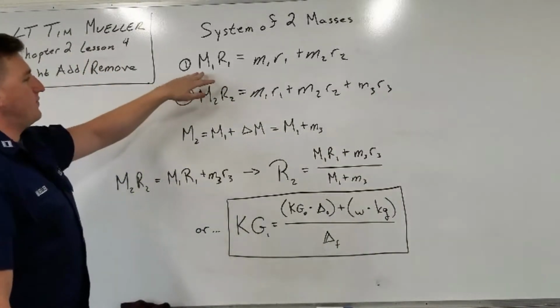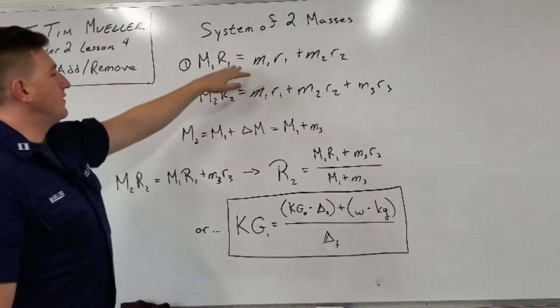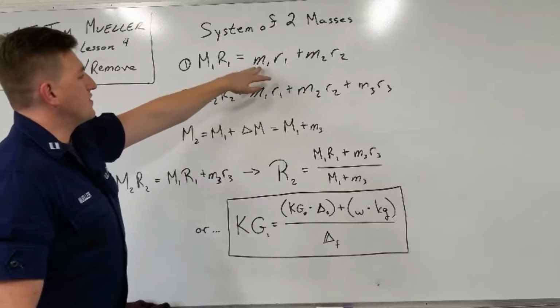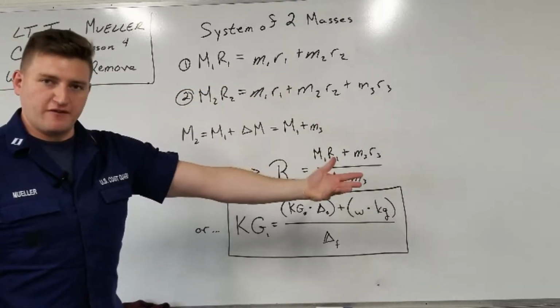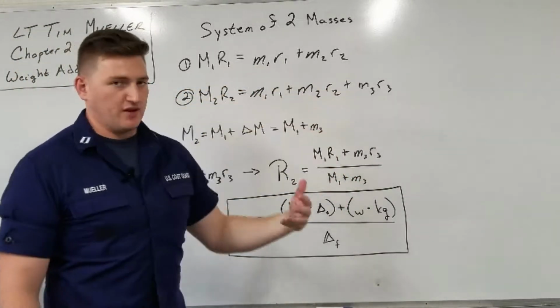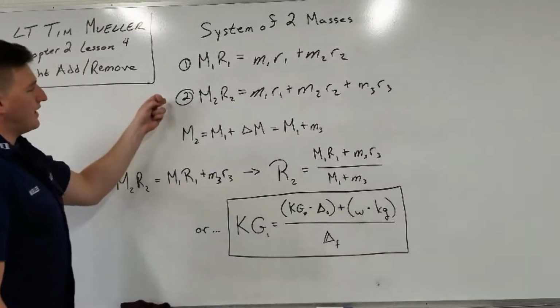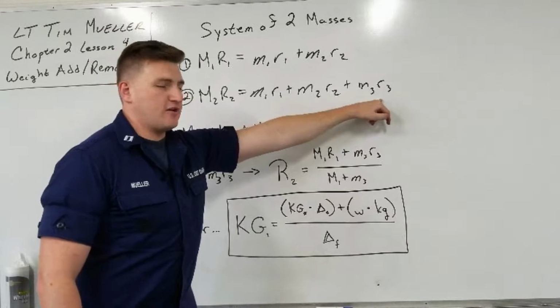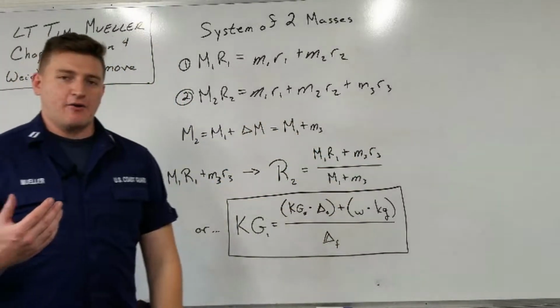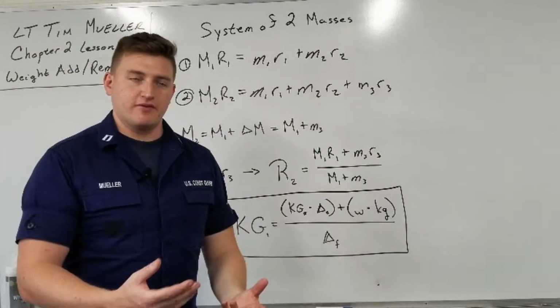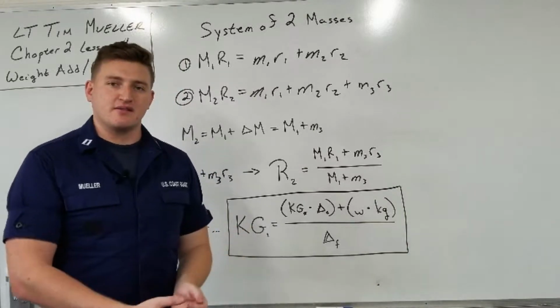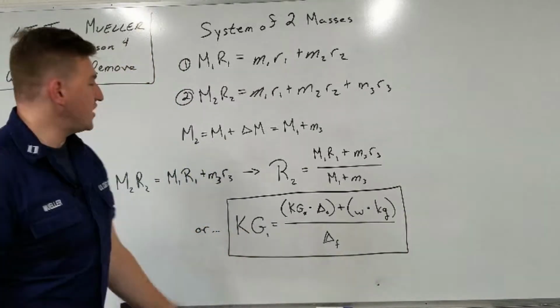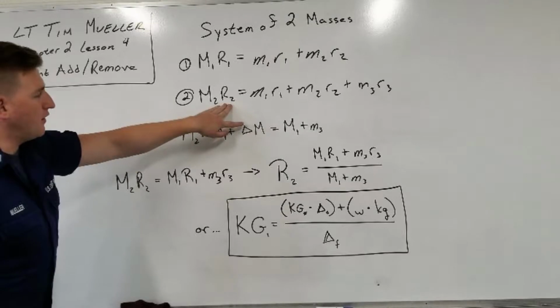So the original state is M1R1, the total system, equals the moment of this first item plus the moment of the second item. Now in the second situation, we're going to add a third item, M3R3, but we know that our total mass, or the system's total mass, and the system's overall center of gravity coordinate are going to change. So it's going to be M2 and R2 here.